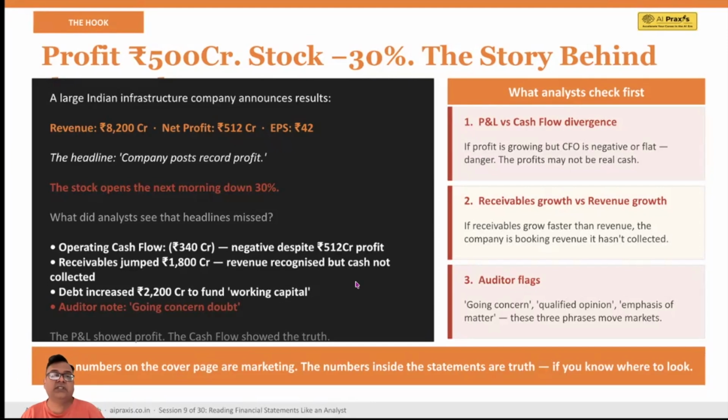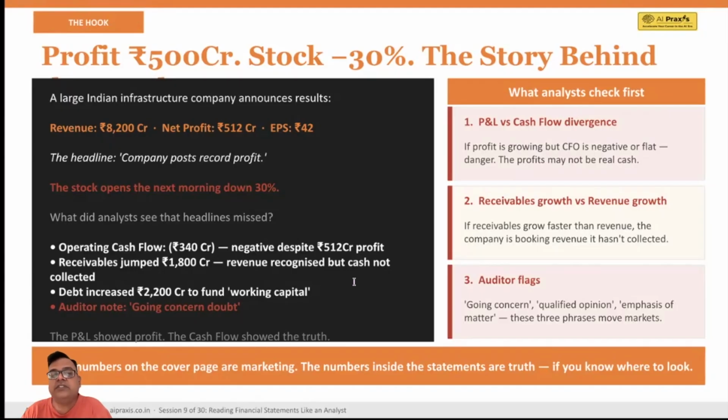You remember the earlier session where we discussed this, right? Cash flow is very important. Your company may be profitable, but it may not have any cash, right? So the question is, where is the cash then? This is your first red flag.